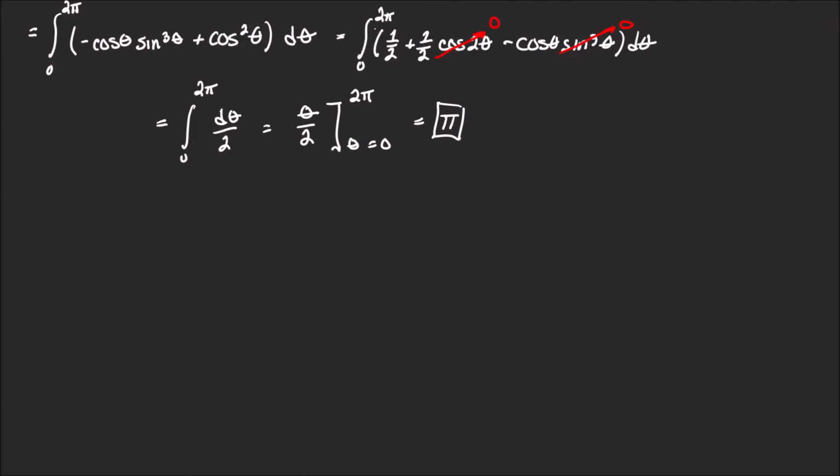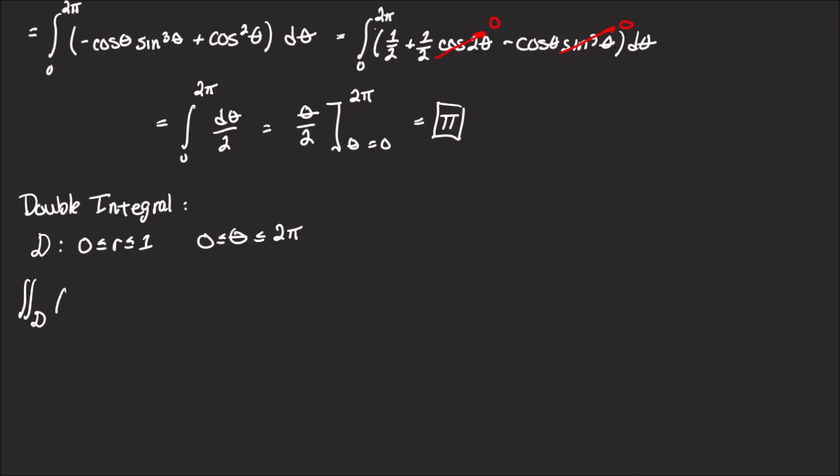Now we need to look at the double integral. Our domain can be described by 0 less than or equal to r less than or equal to 1, 0 less than or equal to theta less than or equal to 2 pi. Thus, the double integral over the domain of 1 minus 2xy dA becomes the integral from 0 to 2 pi, integral from 0 to 1 of 1 minus 2 cosine theta sine theta, 2r squared cosine theta sine theta, dr d theta.